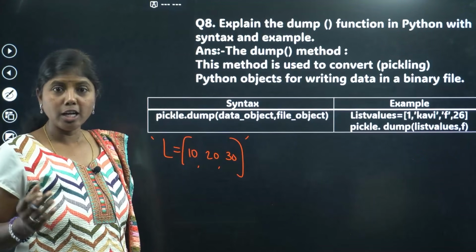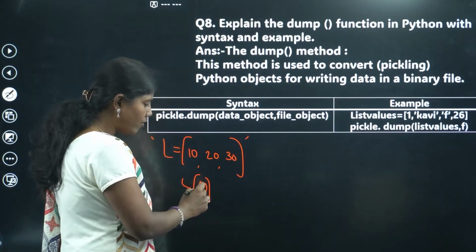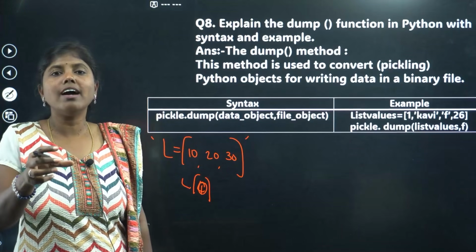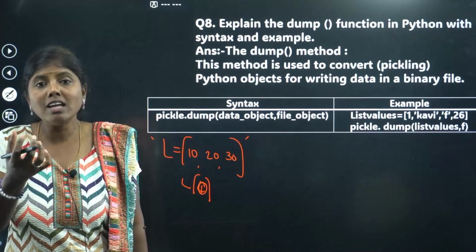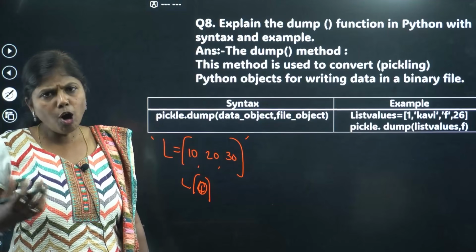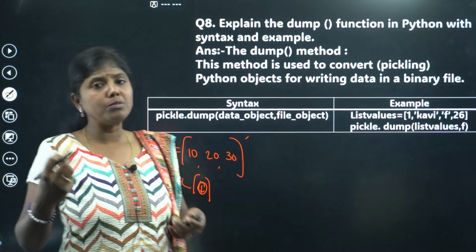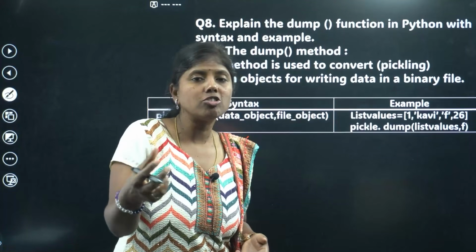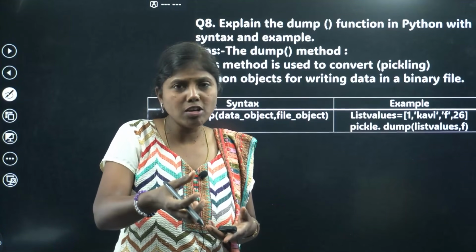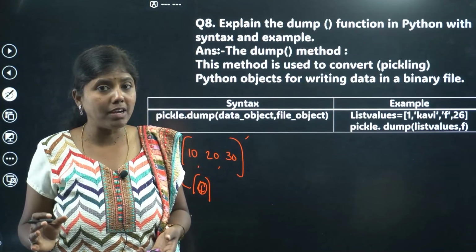Why, ma'am? If I want to access L of 0, I have to get it, meaning I should get 10. Without losing the structure, without losing the hierarchy of an object, if I want to retrieve the data from the file, only then I'll have the benefits. All data I cannot store in the form of a text file. I have to store certain objects to the file without losing the structure or the hierarchy as it is. I want to retrieve it even after storing in the file, means I have to store it in binary files.